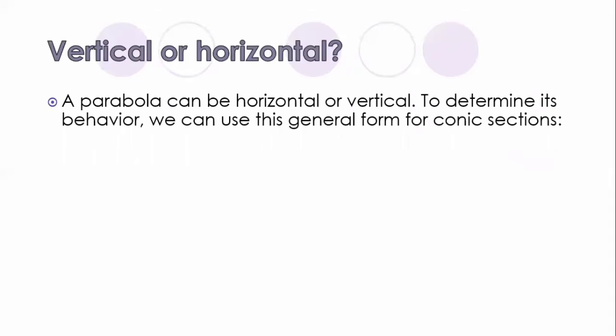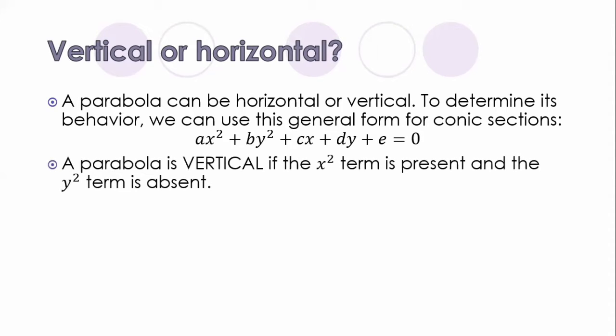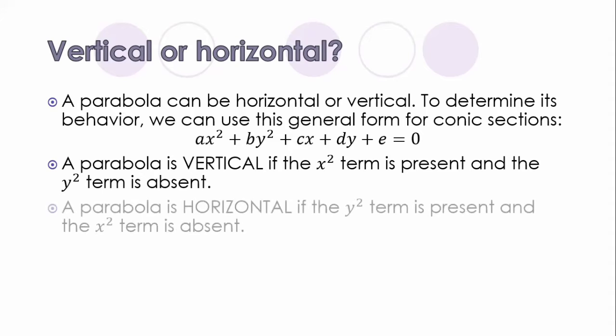A parabola can be horizontal or vertical, and to determine its behavior, we can use this general form for conic sections: ax squared + by squared + cx + dy + e = 0. A parabola is vertical or facing upward or downward if the x squared term is present and the y squared term is absent. And a parabola is horizontal or facing left or right if the y squared term is present and the x squared term is absent.